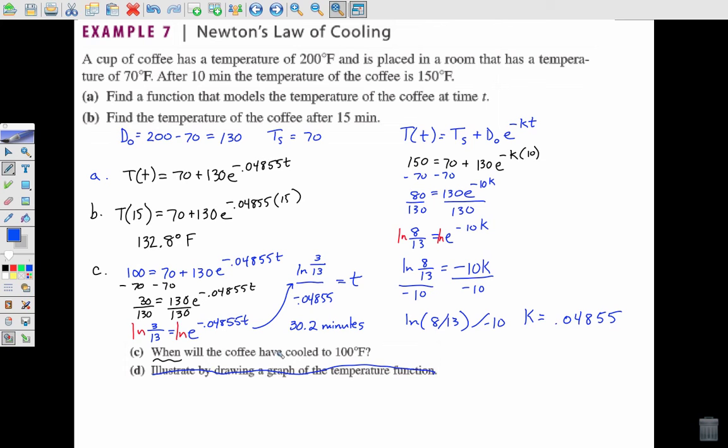Okay, and then we're not going to worry about graphing this right now. Okay, and that's it. That is Newton's law of cooling.